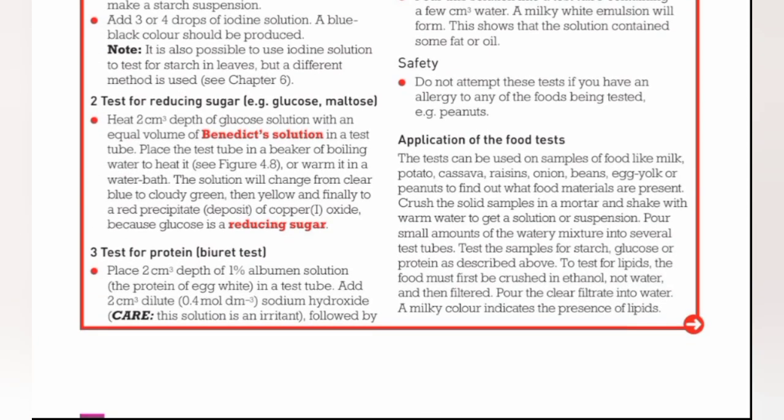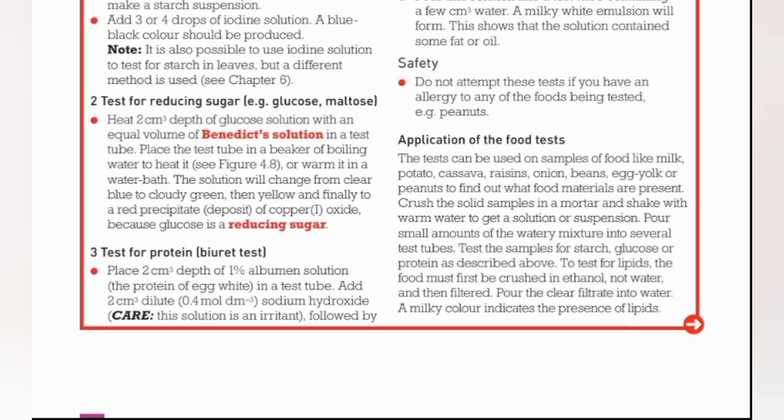Now we discuss the applications of food tests, or the importance of the food test. Food tests are useful in many areas of science and everyday life. They help us identify nutrients in different foods, study the chemical composition of the food, and understand how the nutrients support the body functions. These tests are very important for biology practical examinations.